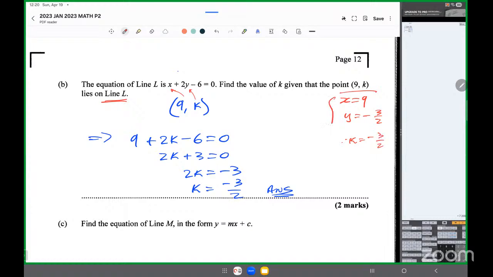And this one is from the graph. So I've gotten it from the graph. This one is by calculation. Same answer. Negative 3 over 2.